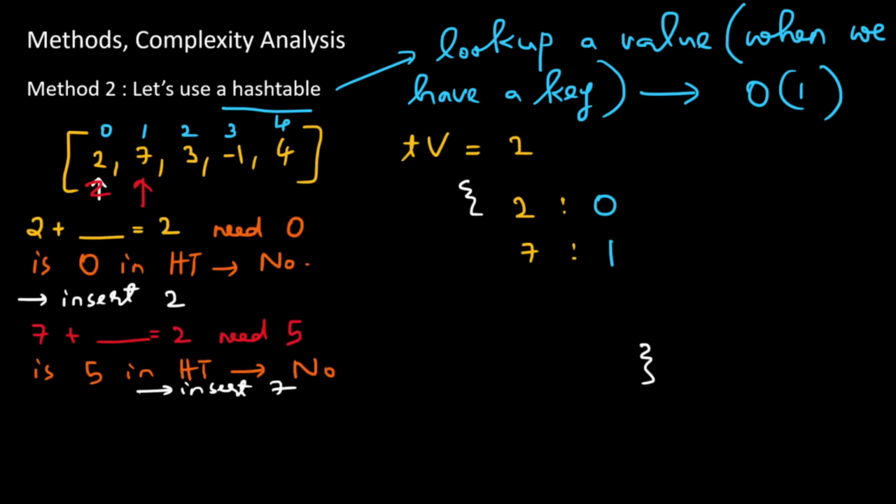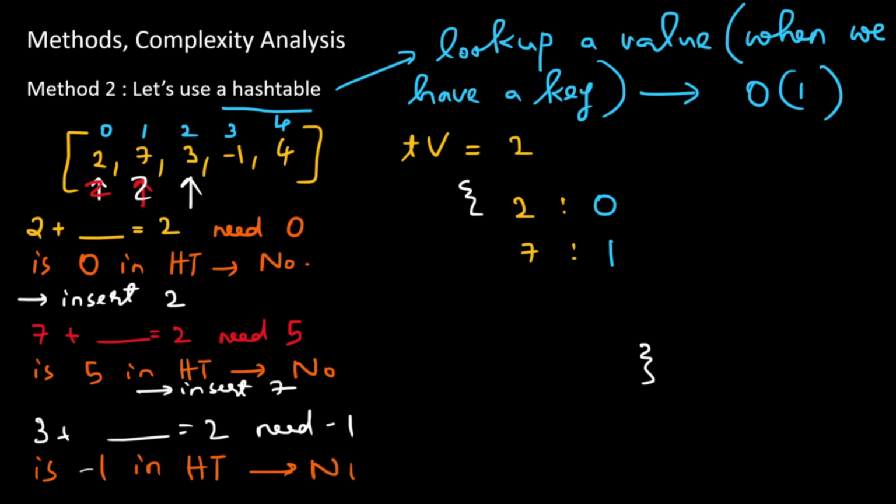We move the pointer from 7 to 3. Okay. So again, 3 plus something is equal to 2. So we need minus 1. We are going to check whether minus 1 is in this array, not by traversing the array, but by checking whether it's there in the hash table. All right. Now you can see that minus 1 is not in the hash table, right? Minus 1 is not in the hash table.